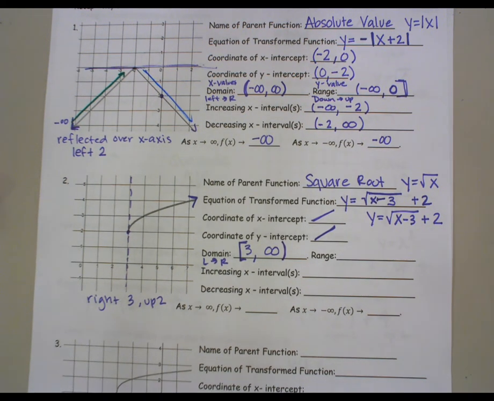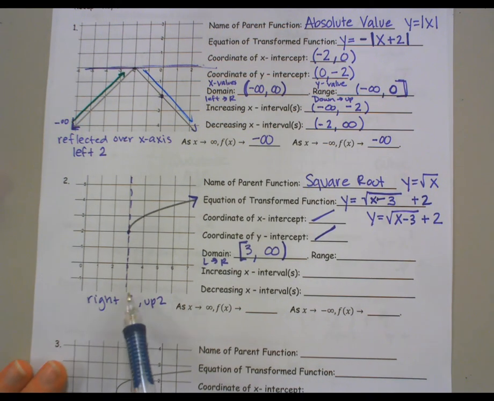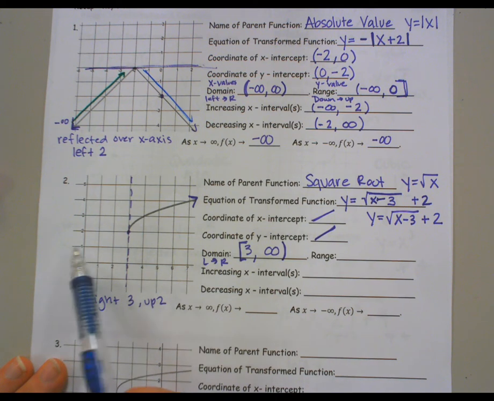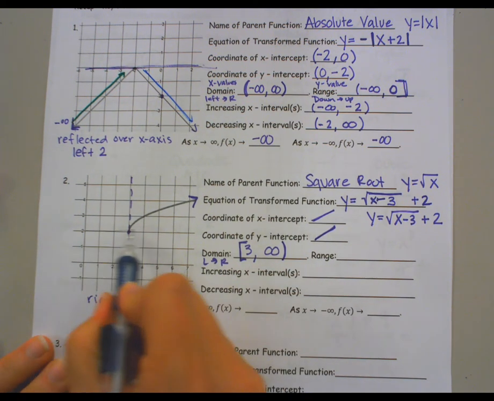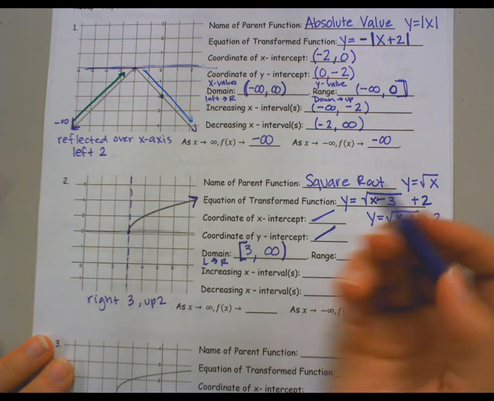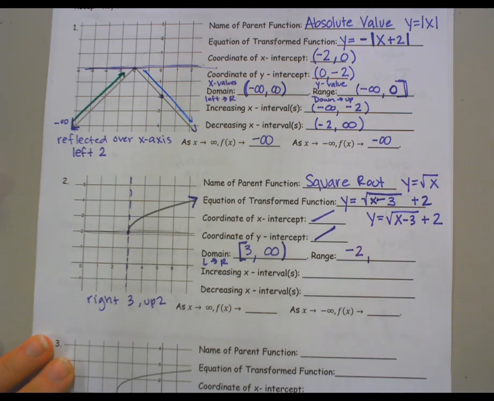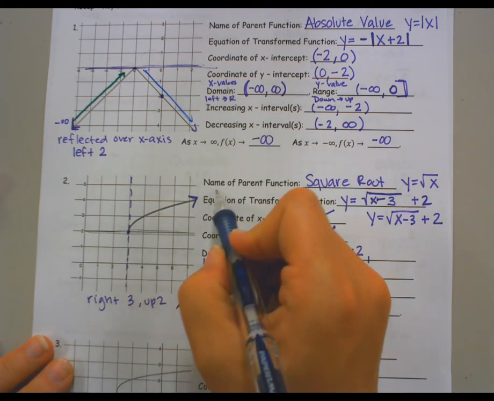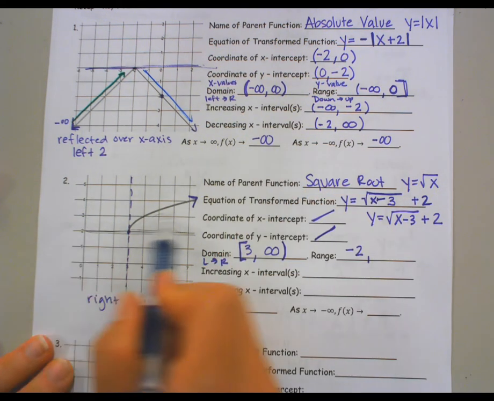So then our range is down to up. So the lowest y value that we use, right, we're not using any of these y values, -1, 0, -1. That first y value that we use is right here at -2. So that's that first y value, -2. And then this graph is going to go up forever and ever and ever. So it's going to use every other y value above that.